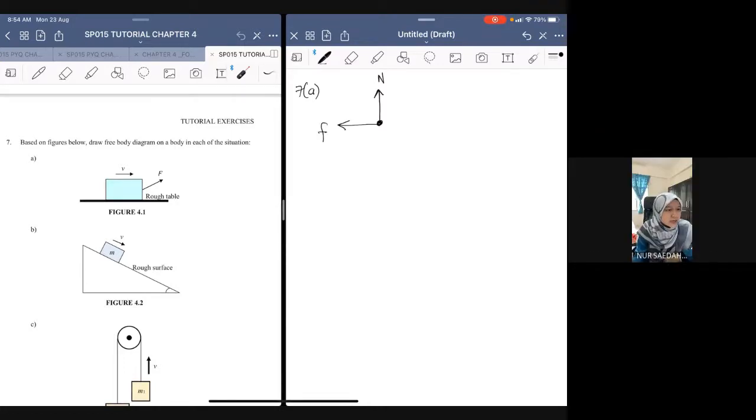Weight. Okay, weight ke mana Aina? Toward the earth center. So ke mana dalam free body diagram kita? Ke bawah. Yes, good. Downward for weight. Lagi? Ada lagi?